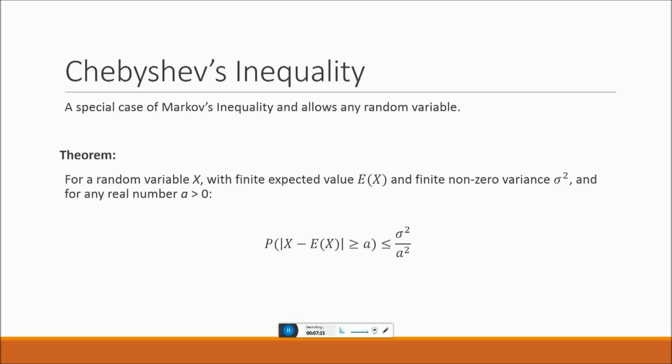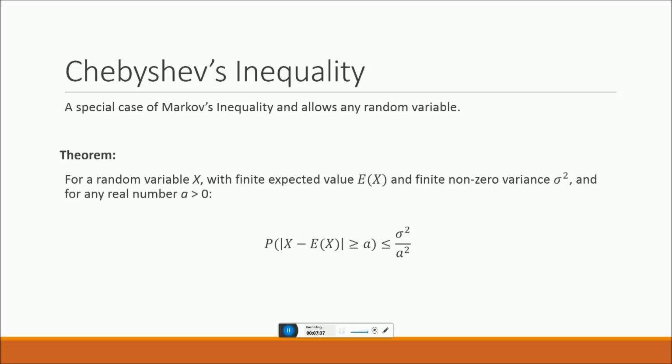So if we wanted to improve on Markov's inequality, perhaps we can give it more information to construct a better bound. And this is Chebyshev's inequality. It's a special case of Markov's inequality that not only allows for any random variables, not just non-negative like Markov's inequality, but in theory it constructs a tighter bound because you give it more information.